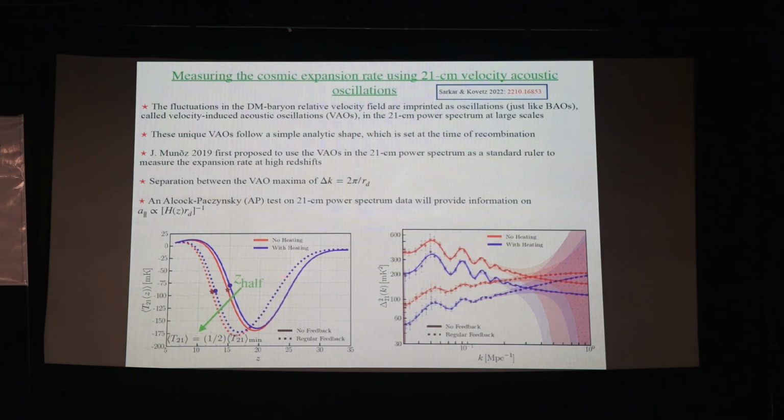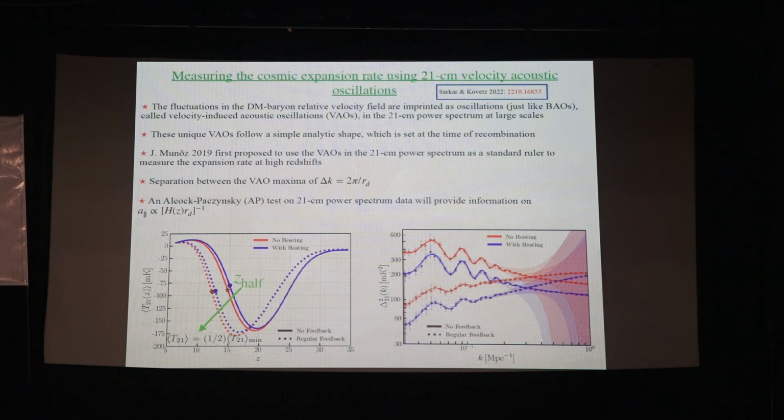We basically did the same. This is the global signal and the power spectrum, and the power spectrum is plotted at a redshift called z half, which is basically where T21 is half the T mean value. As you can see, these VAOs are very prominent, and at this z half the VAO features are more prominent. We made these VAOs, and what we can do is model them and then perform an alpha proximity test on the 21 centimeter power spectrum, and it will provide us information on the expansion rate, which is the Hubble expansion times r_d.